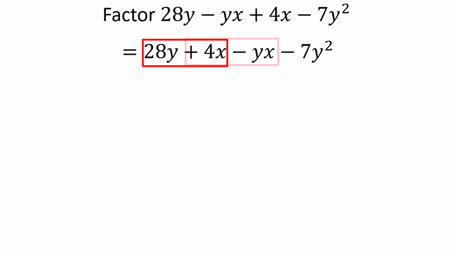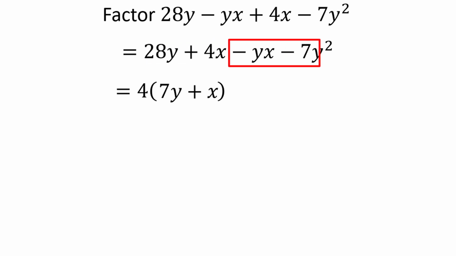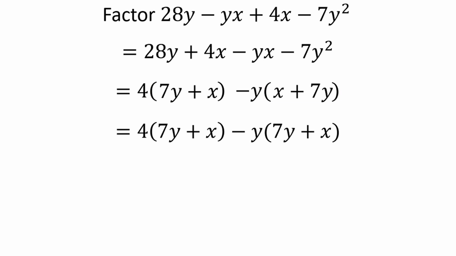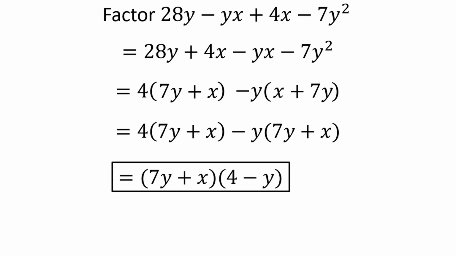Now, for the first two terms, we can factor out a 4, leaving us with 4 times (7y plus x). For the last two terms, we can factor out a negative y, which will leave us with negative y times (x plus 7y). Notice that our parentheses match, but the order is not quite right. Since addition is commutative, we can rewrite this as 4 times (7y plus x) minus y times (7y plus x). Our final factored form is (7y plus x) times (4 minus y).